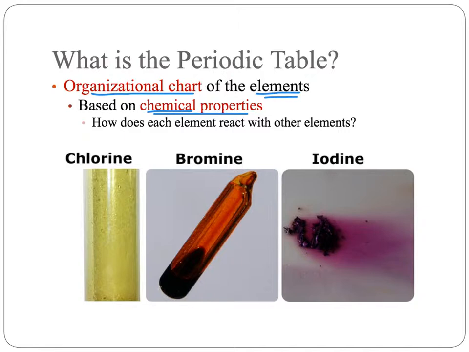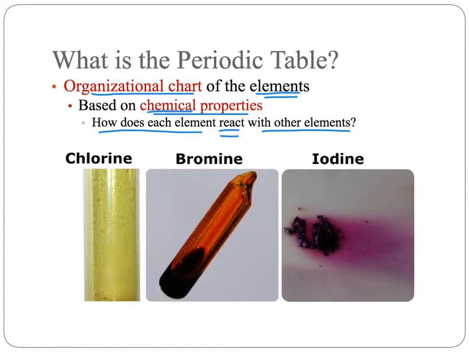The question that scientists were working with as they were putting together the periodic table is this one. How does each element react with other elements? Because it is the way elements react that is the reason for how things are organized in the periodic table.